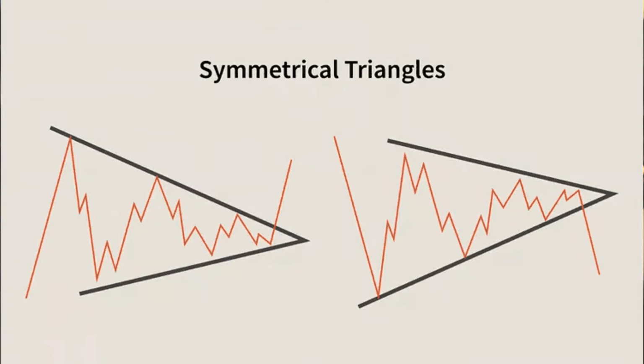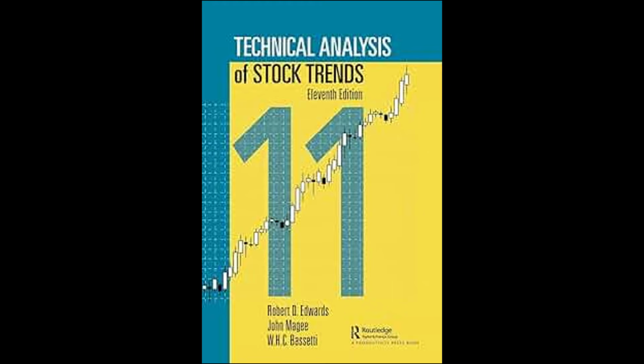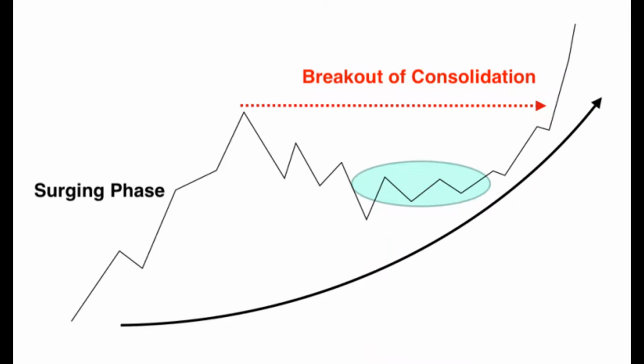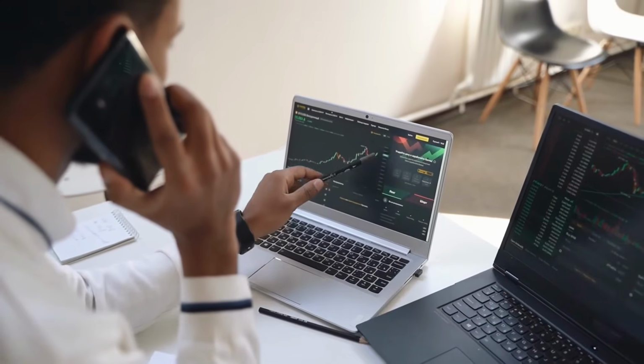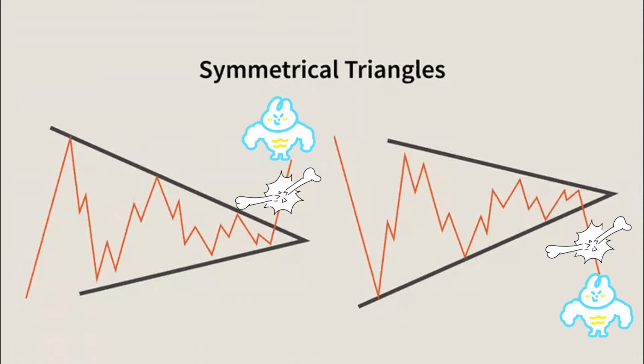symmetrical triangle is. A symmetrical triangle is a price pattern that happens over time. It was popularized in 1948 by Edwards and McGee in their classic book, Technical Analysis of Stock Trends. This pattern shows that the market is in a consolidation phase, meaning traders are unsure whether to buy or sell. Because of this, the price moves within a tightening range. When the price finally breaks out of this triangle, either up or down, it usually moves strongly in that direction. This breakout is what traders look for.